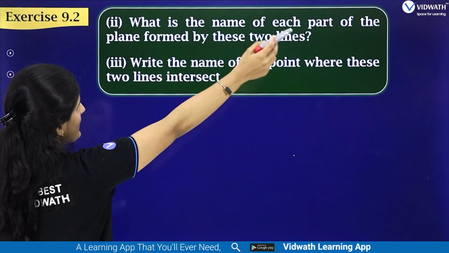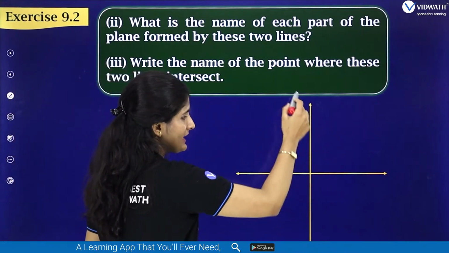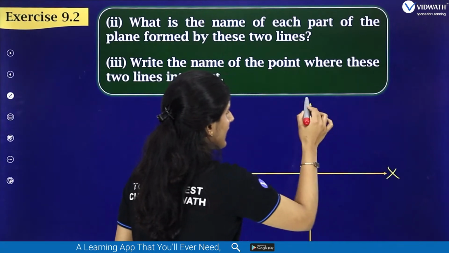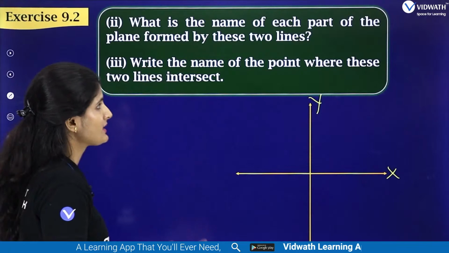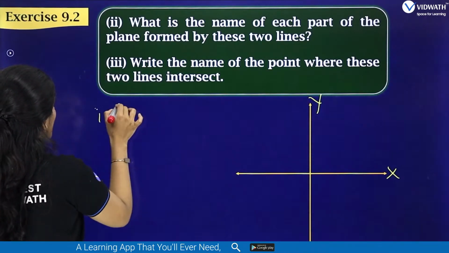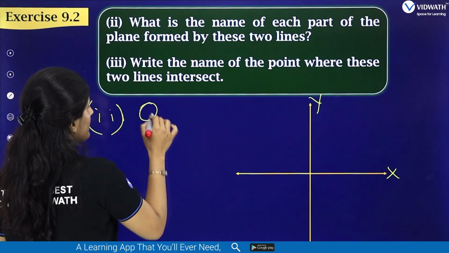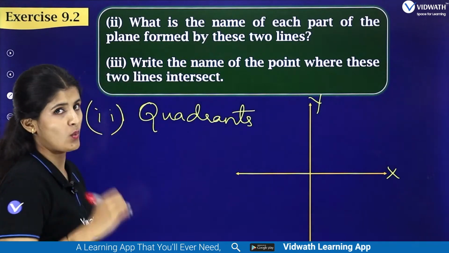What is the name of each part of the plane formed by these two lines? The two lines, that is the x-axis and the y-axis, divide the plane into 4 parts. What are these parts called? These parts are called quadrants. Aren't they, students? These parts are called quadrants.